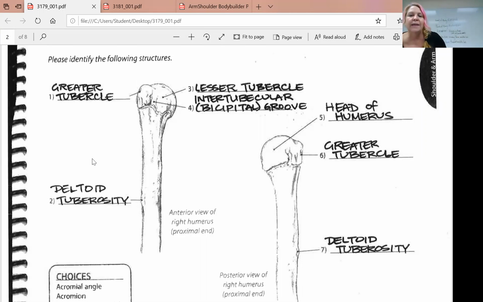Now we're looking at the anterior view. Greater tubercle, bring your arm in to anatomic position, which means the palms facing forward. That greater tubercle is on the outside, and if you bring your hand out there, you can feel that greater tubercle can be quite tender.